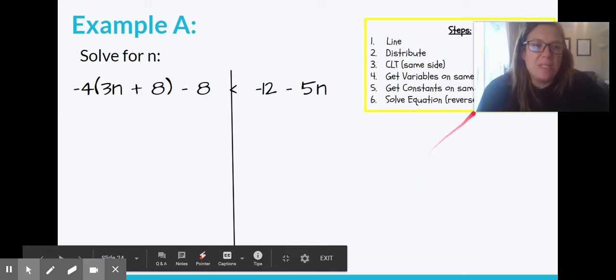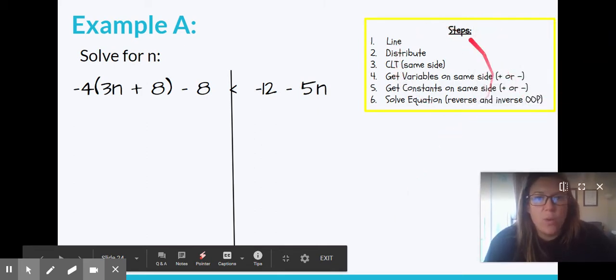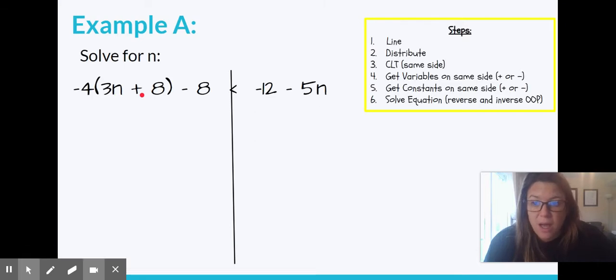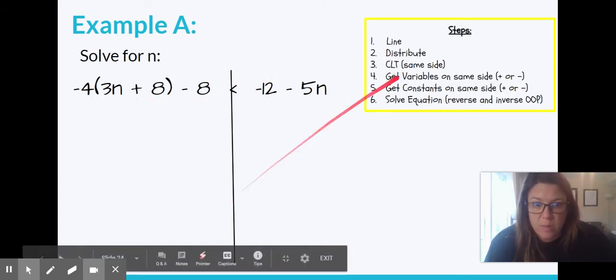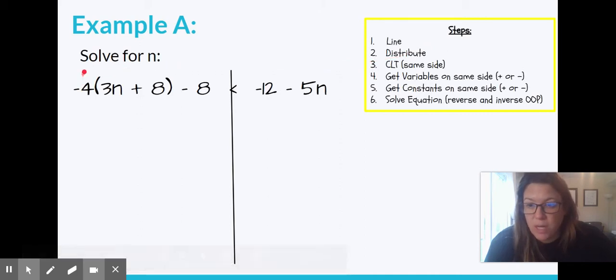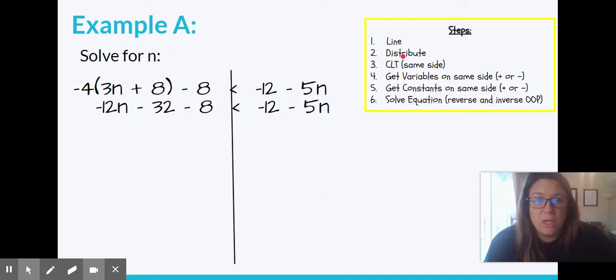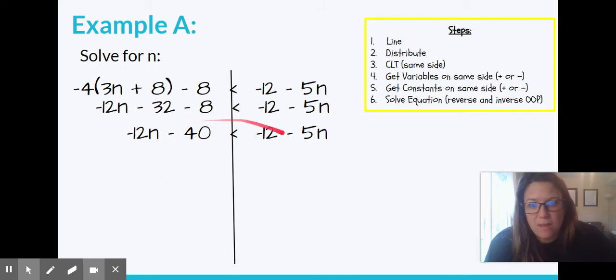All right, so same steps that we did for equations, we're going to use for inequalities. So first, draw a line down the middle. Second, distribute. Yep, I can do -4 times 3n, which is -12n. -4 times 8 is -32. And then I just copied down the rest because I distributed. Now I'm going to combine like terms on the same side. So this -32 and a -8, if I combine those together, -32 minus 8 is a -40. So this side is -12n minus 40. And there's nothing to combine on the right side, so I'm just copying it down.